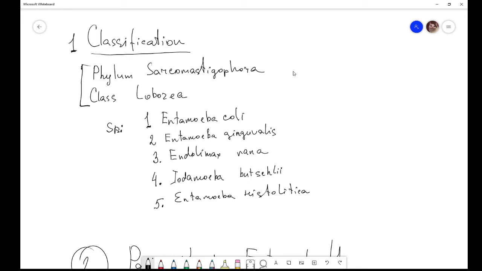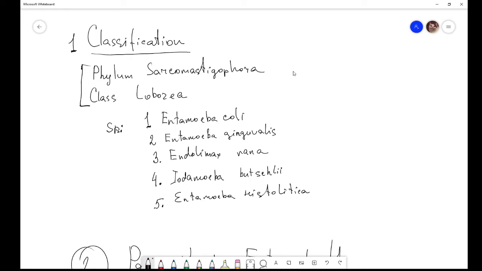Doesn't matter what parasite, whether this Entamoeba, or another parasite, for example Giardia lamblia, or a multicellular parasite. Okay, first of all, you must know classification. Inside this class Lobozea, this phylum Sarcomastigophora and class Lobozea, you must know the next species.